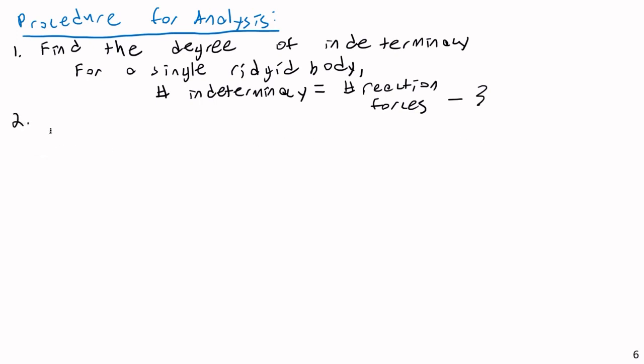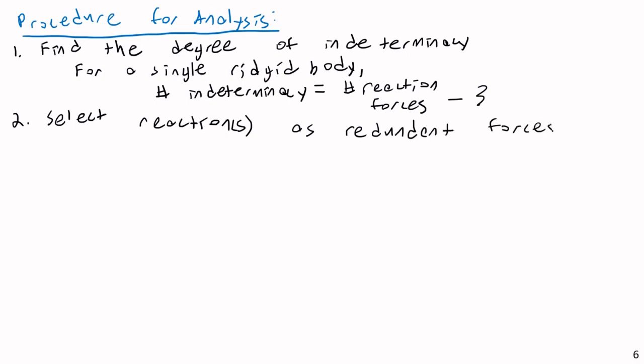All right, step 2 is going to be to select reaction(s) as the redundant force(s). Depending on the degree of indeterminacy, if you have a single degree of indeterminacy, you're only going to need one redundant. If you have 2, you're going to need 2, etc. And you can just pick ones that are convenient.